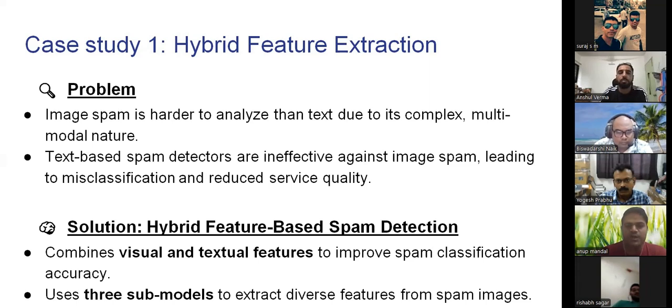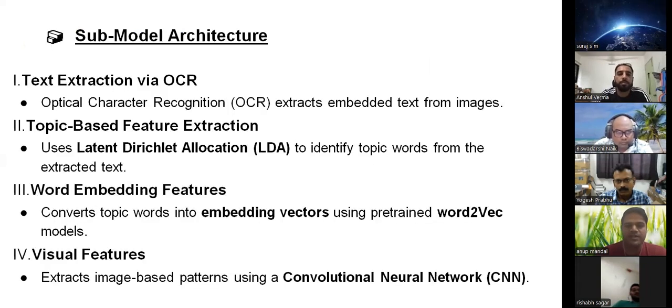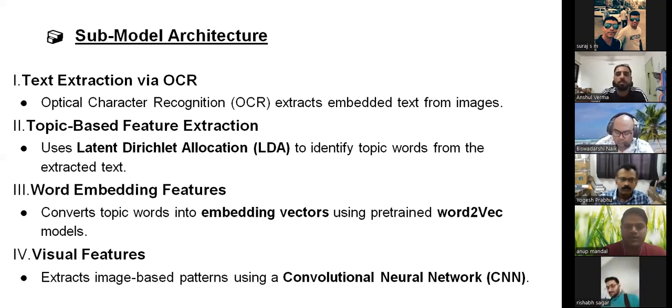The proposed method consists of 3 submodels: text extraction via OCR, topic and word embedding extraction using LDA and word2vec, and third one, visual feature extraction using CNN. These extracted features are then combined to generate a rich image representation which supports better spam classification.